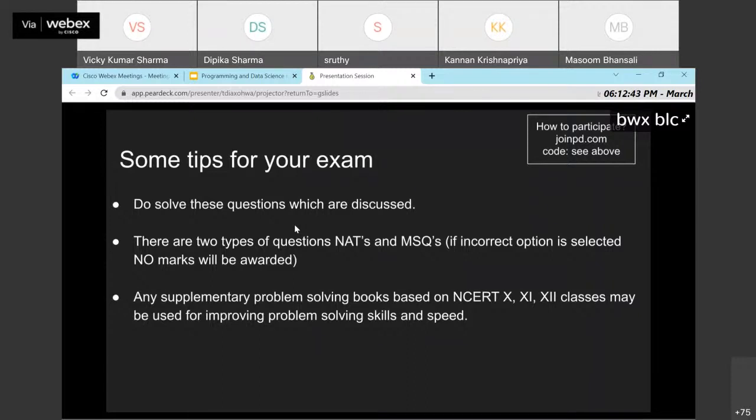Let's say a question is given with 4 options, among them 3 are correct. Now you chose all 3, or let's say you chose 2 correct options, but by mistake you also selected the other option which is incorrect. If you do so, you will lose all your marks for that particular question.